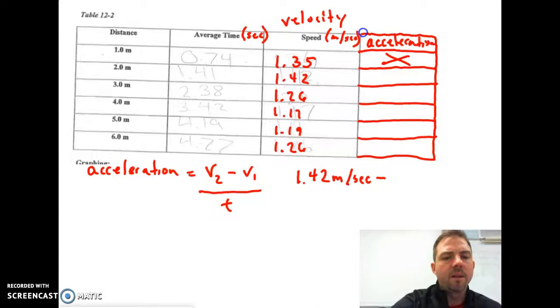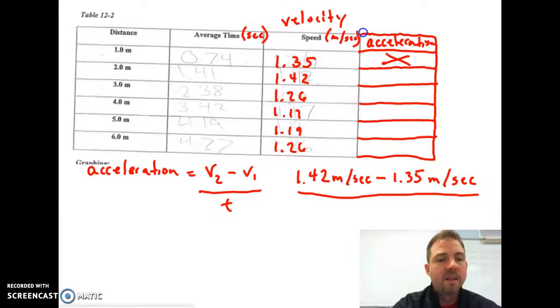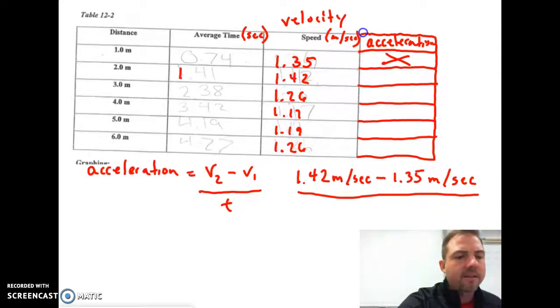Minus. All right, we're going to go back to its original velocity at 1 meter, which was 1.35 meters per second. Over. Now this is a little bit tricky. The time that it took the marble to travel 1 to 2 meters, we're going to actually have to subtract. Looking at the sheet of paper that I have here, this 1.41, and this is less than a second, 0.74.